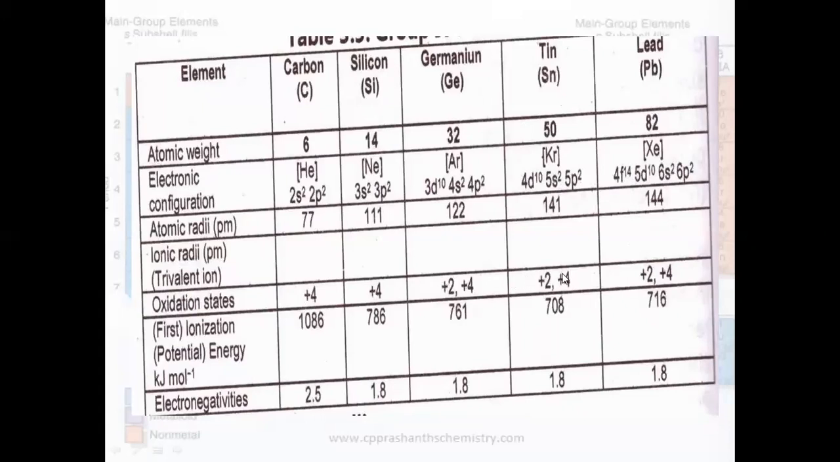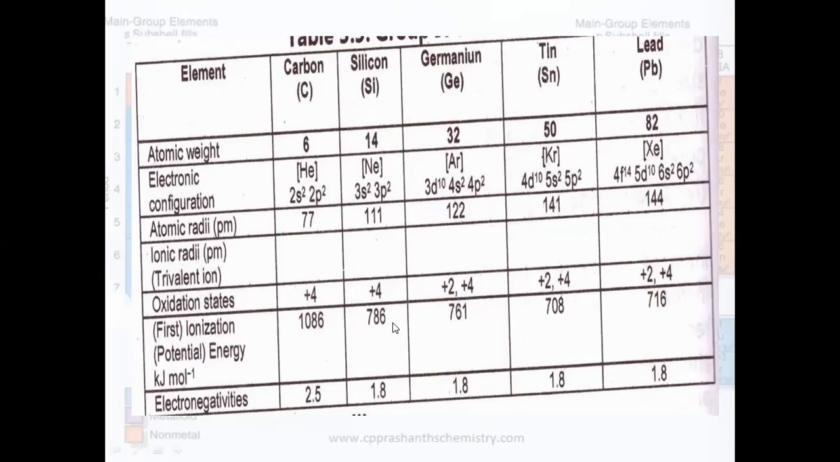For this reason, I have shown here the common oxidation state +4, but for some reasons, some elements do display +2 oxidation states. Again, the atomic radii go on increasing because as atomic number increases, size also increases, because addition of electrons takes place to a new shell. Again, this property is also common.